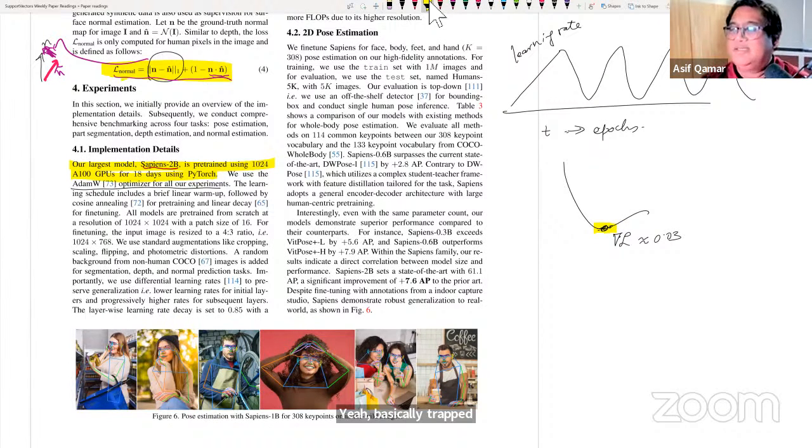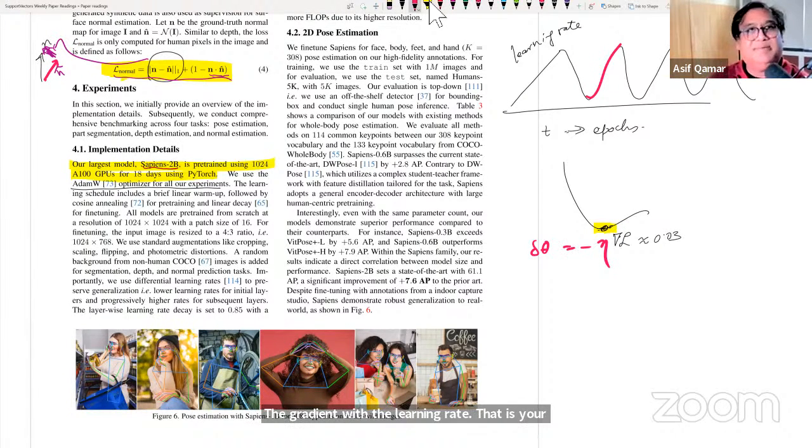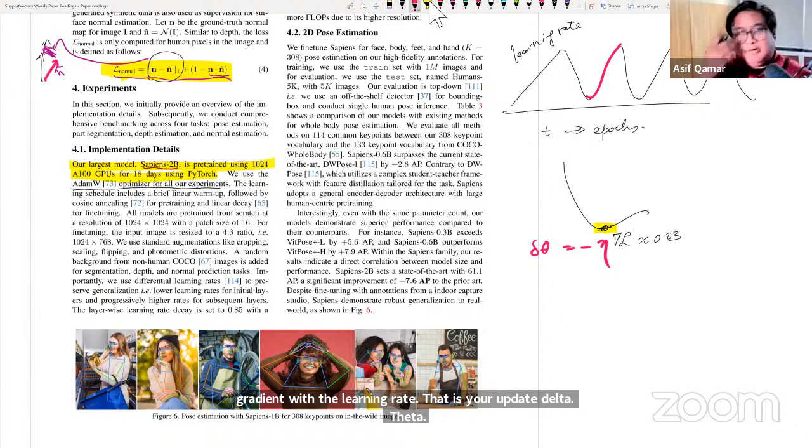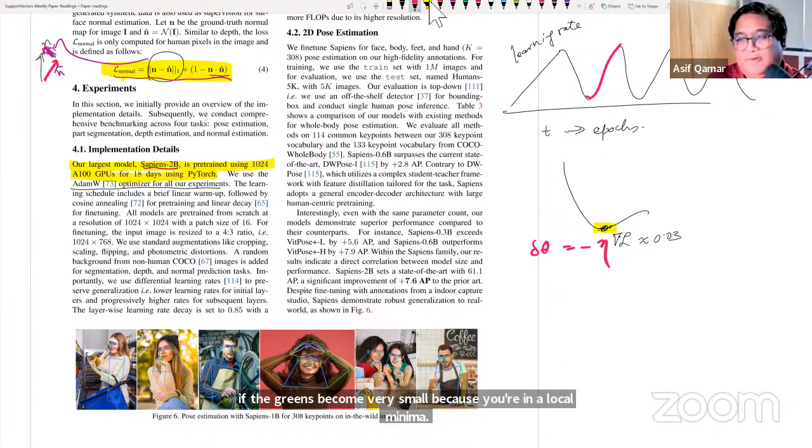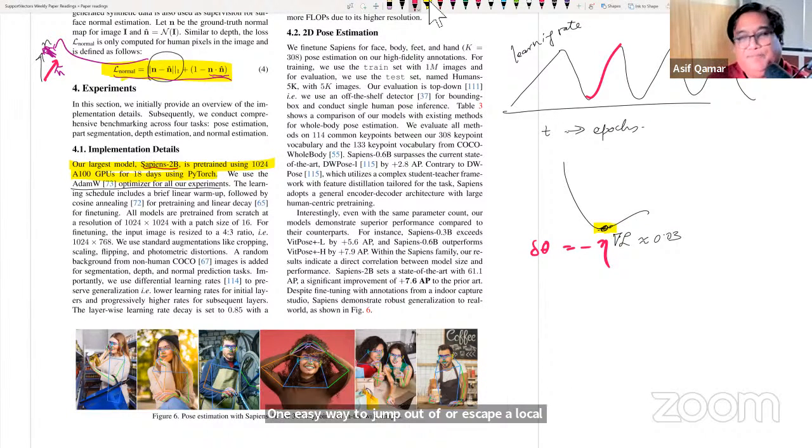So at that moment, suppose the learning rate begins to climb up. What will it do? You remember that you're multiplying the gradient with the learning rate. That is your update. Delta theta, the update to the parameter, is this. So if the gradients become very small because you're in a local minima, one easy way to escape a local minima is that the learning rate increases. And that is why it is a very close analogy to annealing. That's why the word annealing is used, cosine annealing, that you successively heat and cool it.